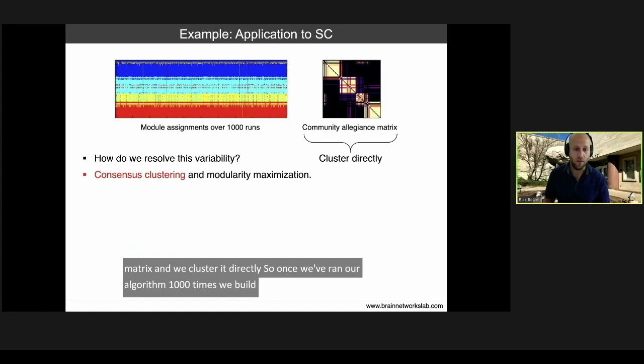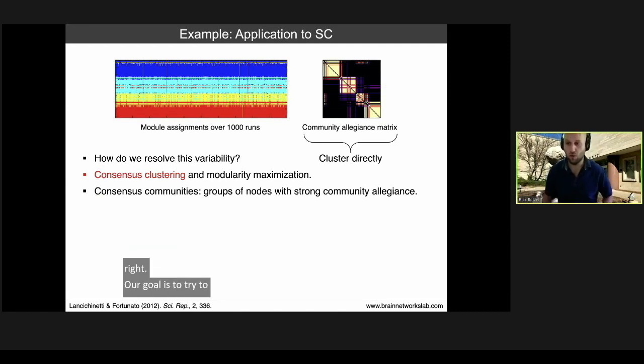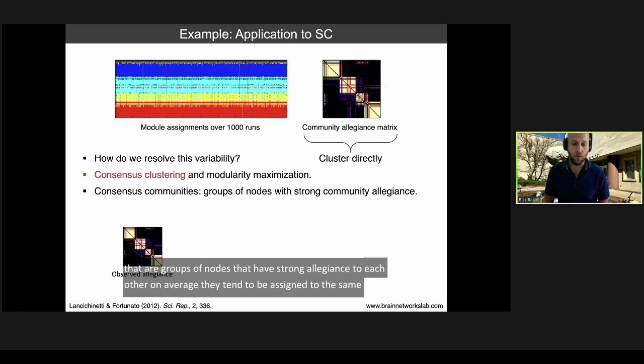And this is a process known as consensus clustering, right? Our goal is to try to get what we call consensus communities, that are groups of nodes that have strong allegiance to each other on average. So they tend to be assigned to the same community frequently. And it's really simple to do this.